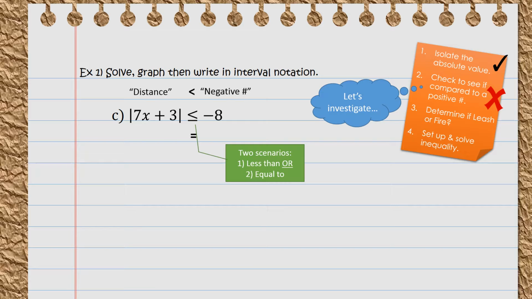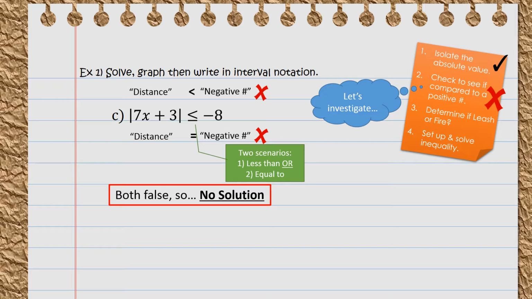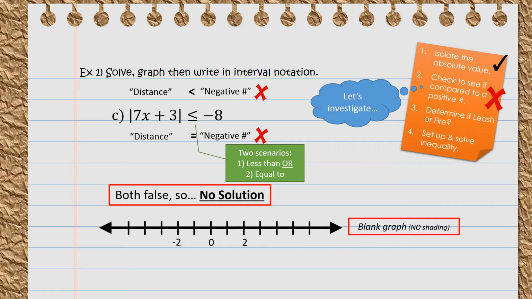Absolute value, remember, means distance. So we have the distance compared to a negative number, and distance cannot be less than a negative. Remember, distance is positive or nothing, but it cannot be less than a negative. So that's false. Distance cannot equal a negative number also. So that is false. So since those are both false statements, the answer is no solution. And so, if you were asked to graph this, it would be a blank graph with no shading.